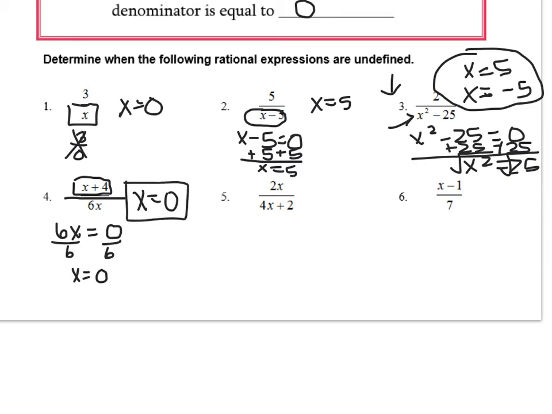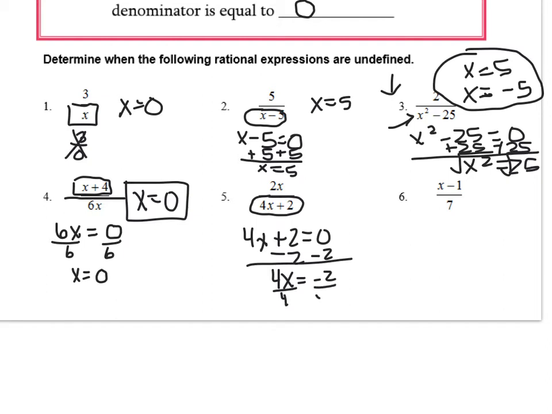In number 5, I don't care that there's an x in the top. I'm going to take the 4x plus 2 and set it equal to 0. And when I solve this equation, set equal to 0, I will then know the value of x that makes the fraction undefined. Subtracting 2 from both sides, I get 4x equals negative 2. Dividing both sides by 4, I see that x is negative 1/2. So the value of x that makes this fraction undefined is negative 1/2, and that's because 4 times negative 1/2 is negative 2, and negative 2 plus 2 is 0.